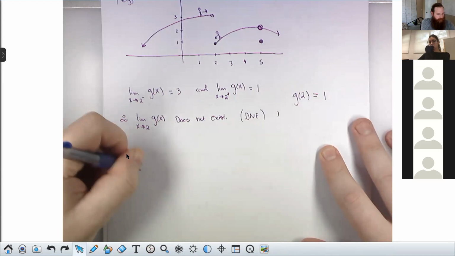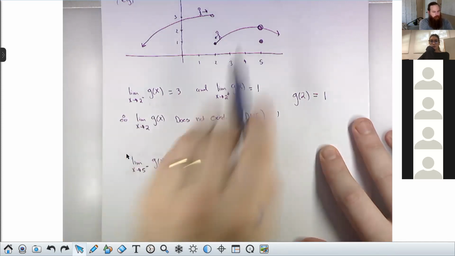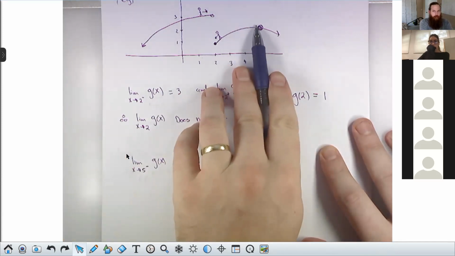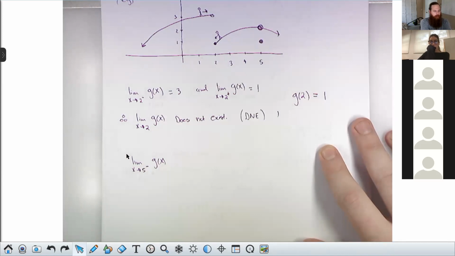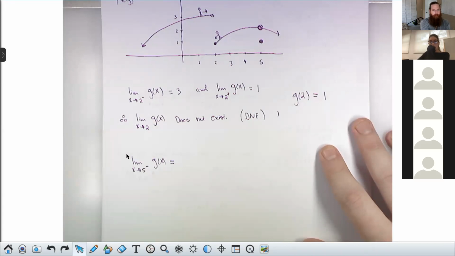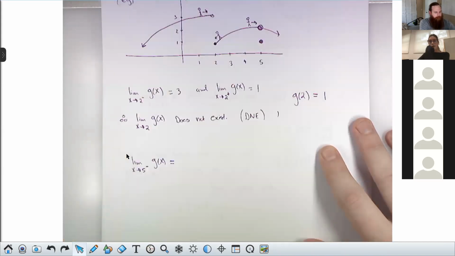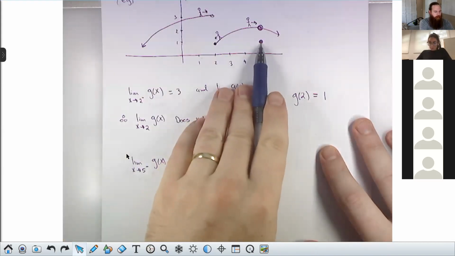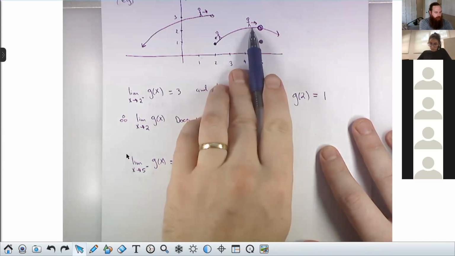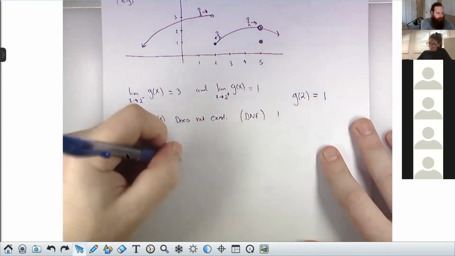What's the limit as x approaches 5 from the left? If I'm walking along the graph, getting closer and closer to this point, what is my y value getting closer and closer to? 2, yeah, because I'm stuck to this graph. So even though the filled in point is down here, I'm stuck to this graph. So as I get closer and closer to x equals 5, my y value is approaching 2.